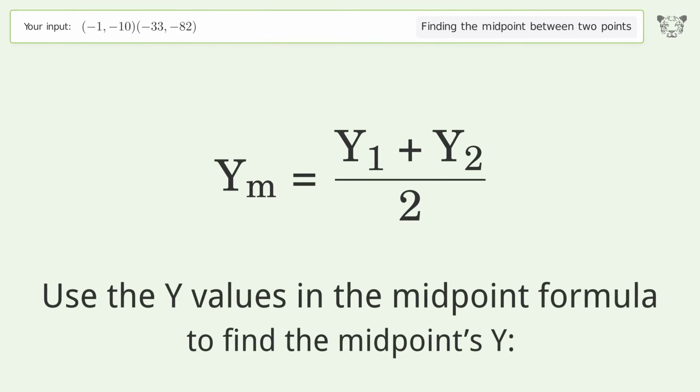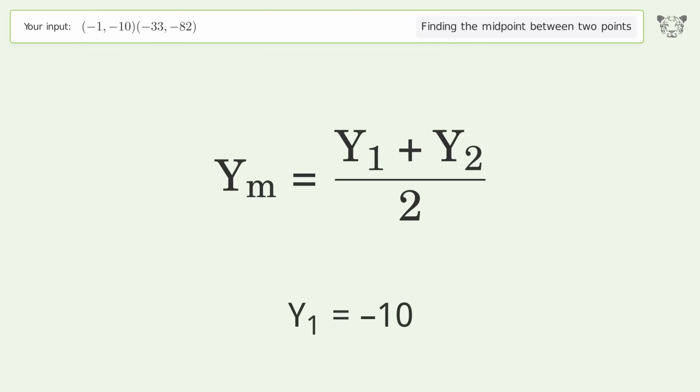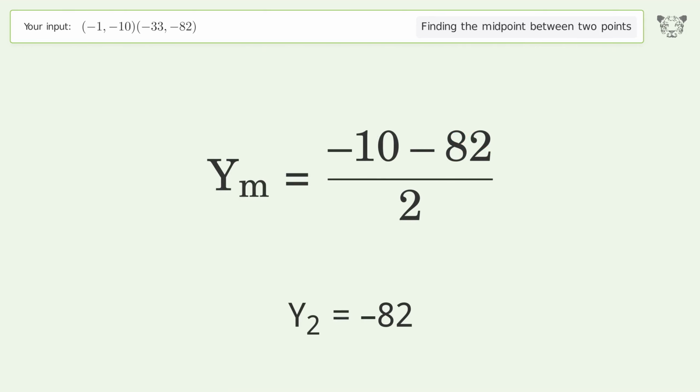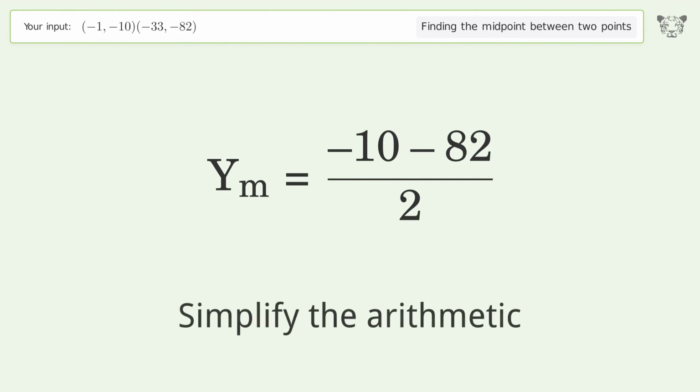Use the y values in the midpoint formula to find the midpoint's y. y1 equals -10. y2 equals -82. Simplify the arithmetic.